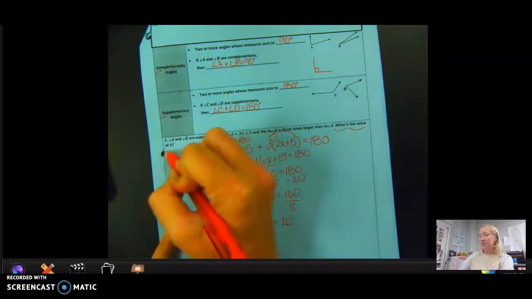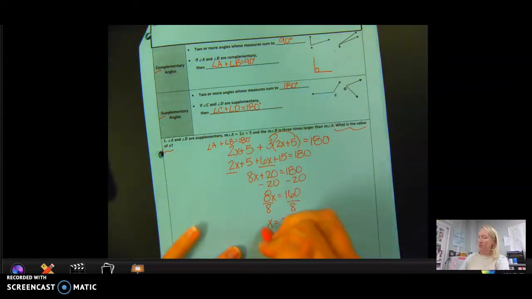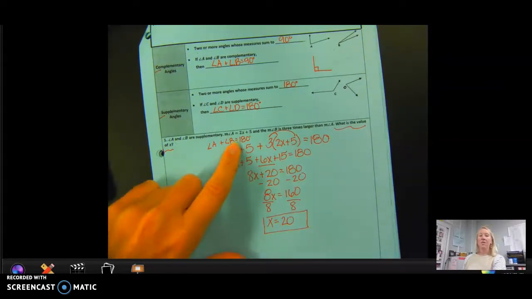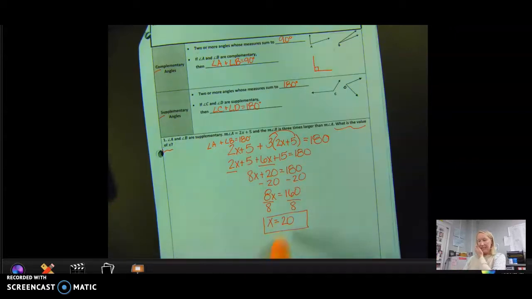Okay, what's the value of x? I just wanted to reread my question to make sure I'm answering the question, because they could have also asked what's the value of A and what's the value of B. You can also plug these in to check yourself.